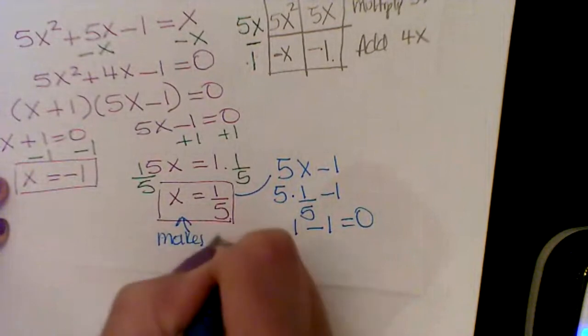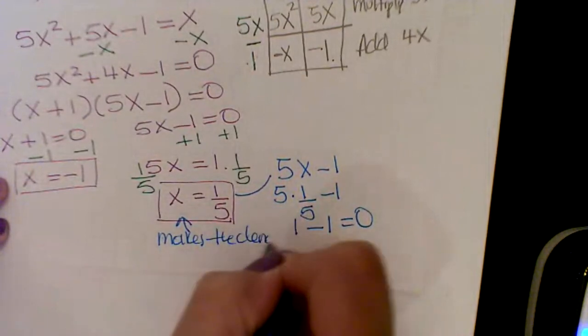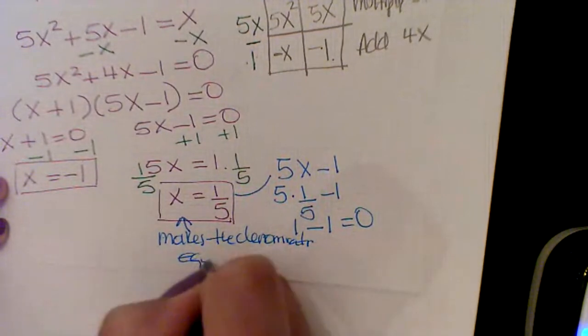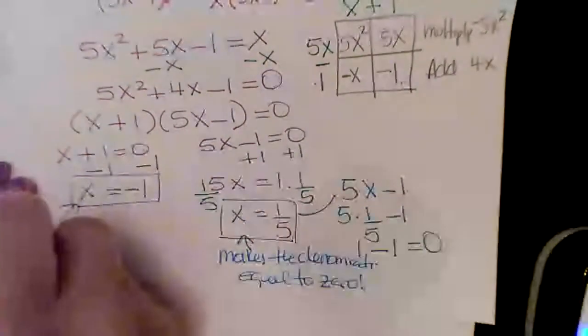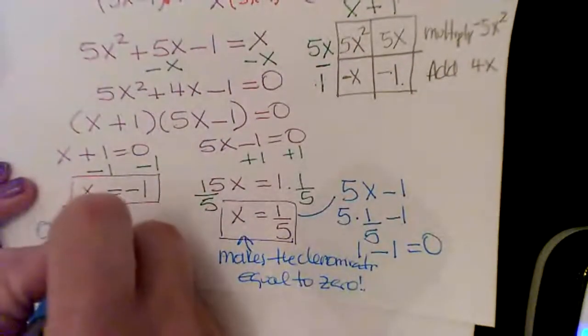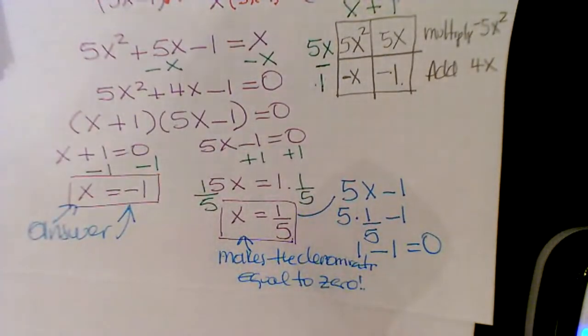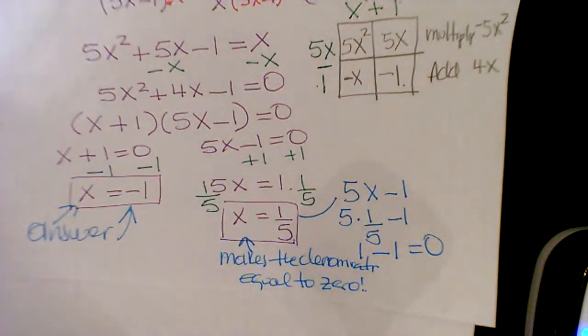Makes the denominator equal to 0. Okay? So this is only our answer. This is our only answer. We cannot use 1 over 5. Okay?